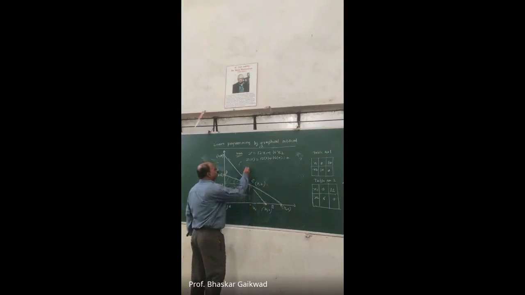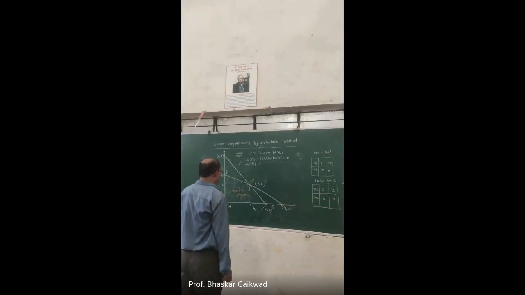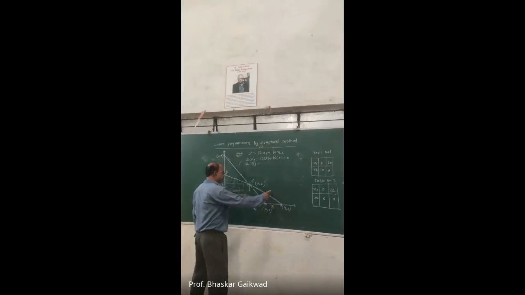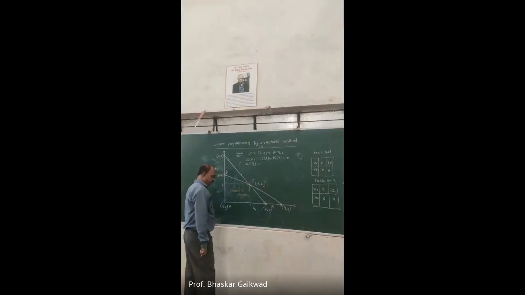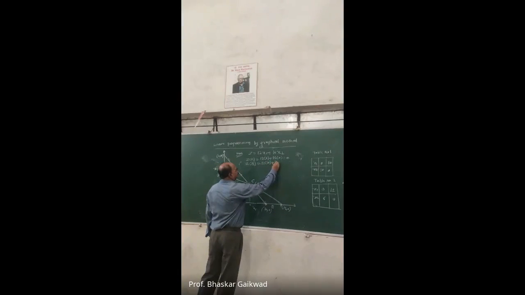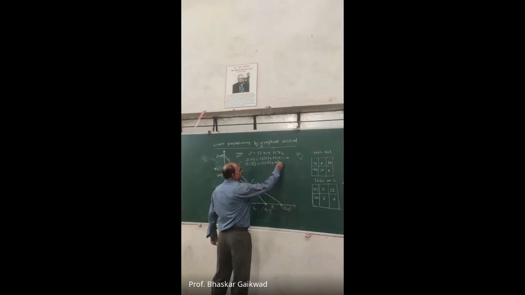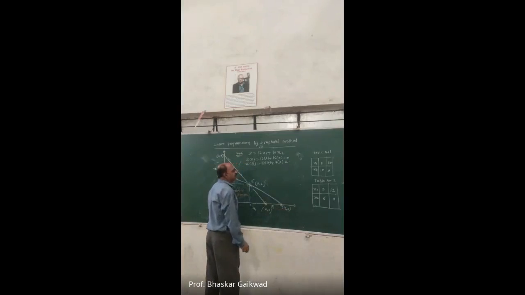Related to point B, so ZB. What is x1 in this case, related to point B? 10. So here 12 times 10 plus... what is x2? 0. So what is the answer? Shall I write 120? 120. Correct?